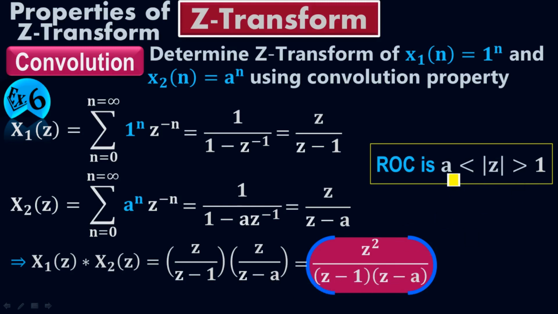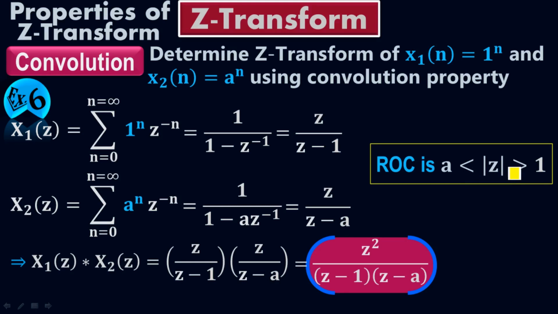It should be greater than a, should be greater than 1, and also cannot be less than a and cannot be less than 1, because both the signals are right-sided. The z which should be less than a or less than 1 is for the left-sided signal. Remember, we are not dealing with the left-sided, we are dealing with the right-sided. So this is my final answer using the convolution property with their respective region of convergence.